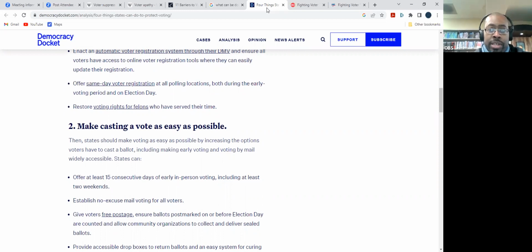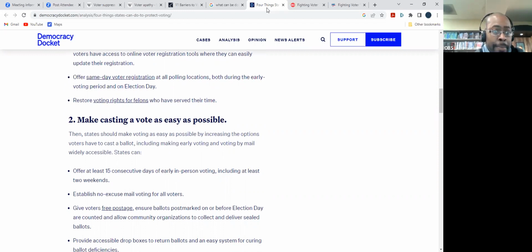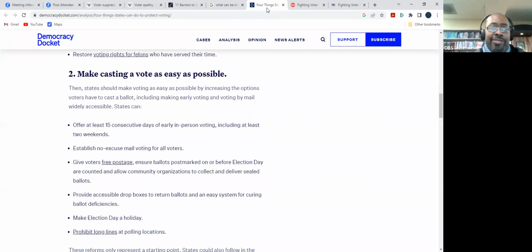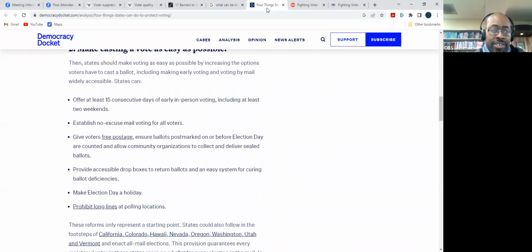There are a lot of organizations that are responsible for making this happen. Again, the League of Women Voters, Faith in Action, just as an example. Number 2, make casting a vote as easy as possible. Then states should make voting as easy as possible by increasing the options voters have to cast a ballot, including making early voting and voting by mail widely accepted. Here's what states can do in this case.